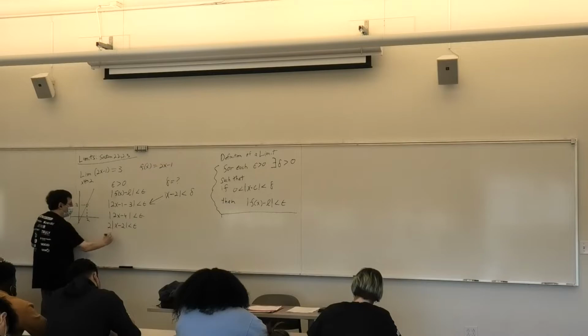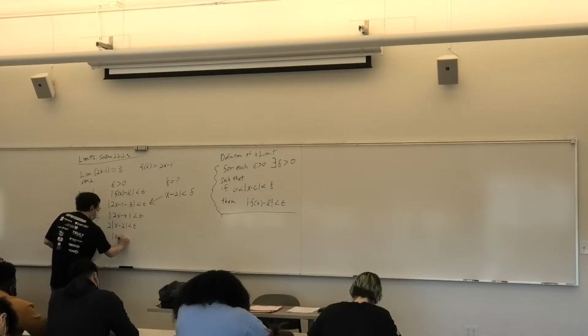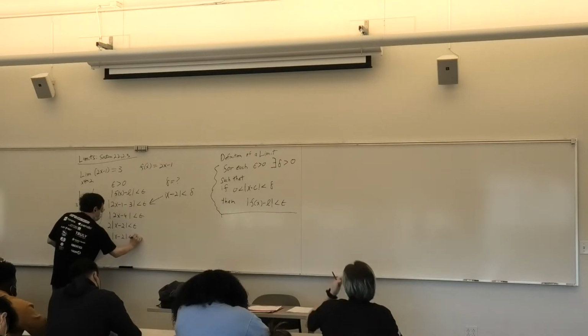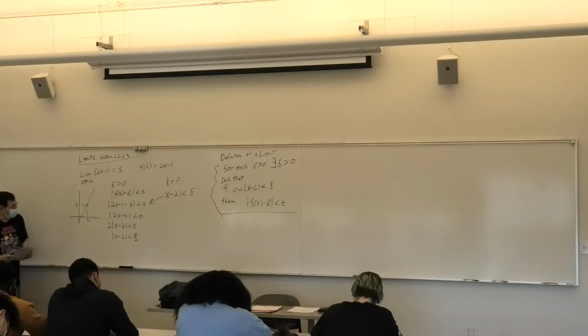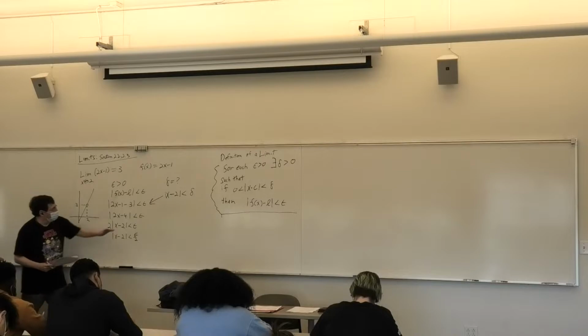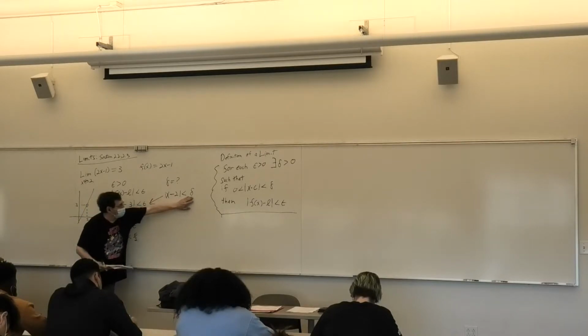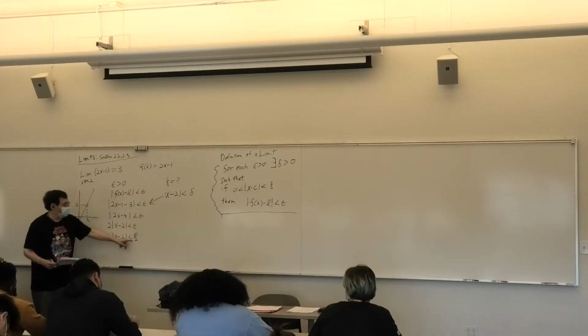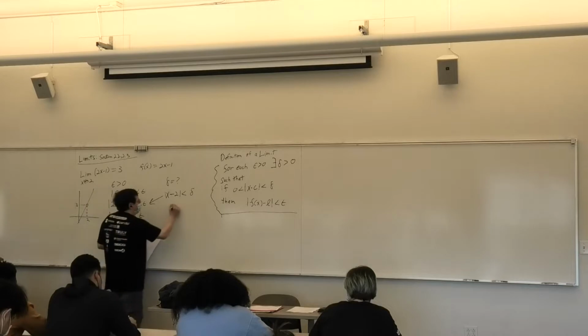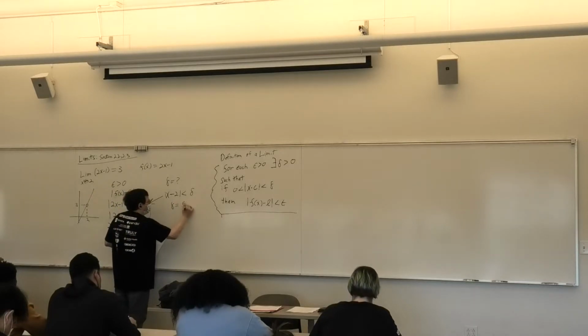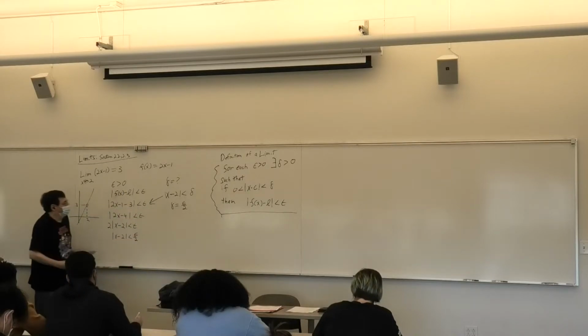Or I'm going to rewrite this as |x - 2| < epsilon/2. All right, well that gives us a pretty good hint of what we want to set delta to. We can set delta to anything either less than or equal to epsilon over 2. We'll just say, let's set delta equal to epsilon over 2.